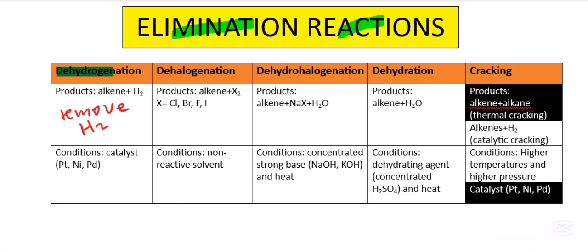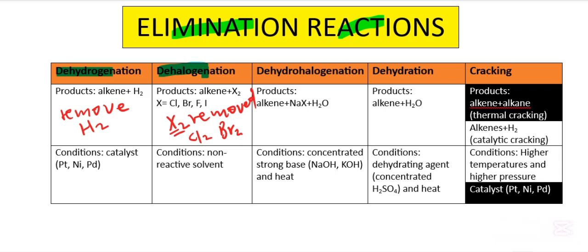Then the following one is dehalogenation, which means in this one we are removing halogen. Halogen is removed, right? The halogen, X represents halogen. It can be Cl2, it can be Br2, and so on.